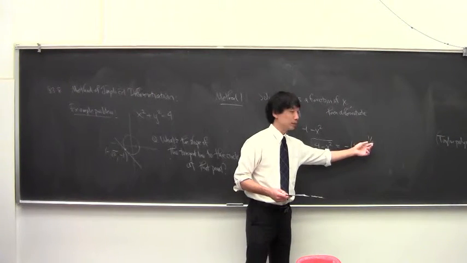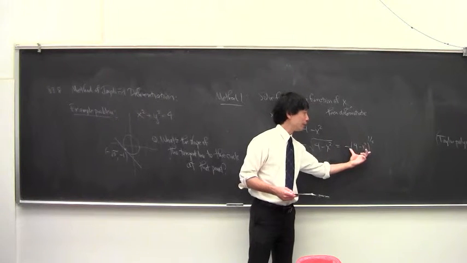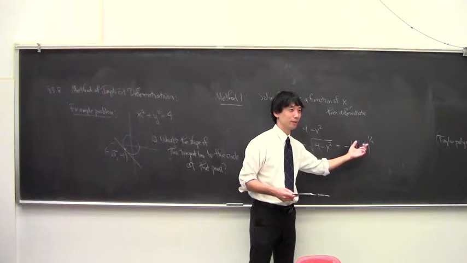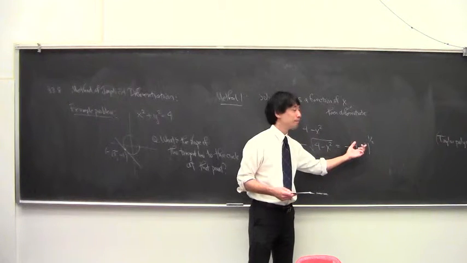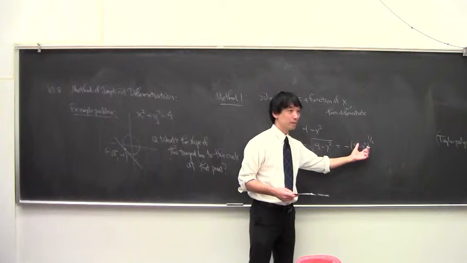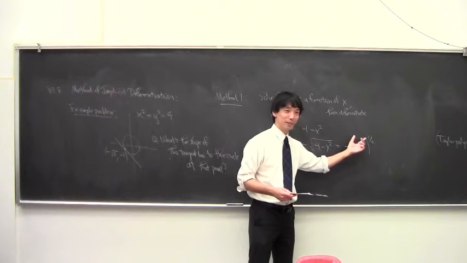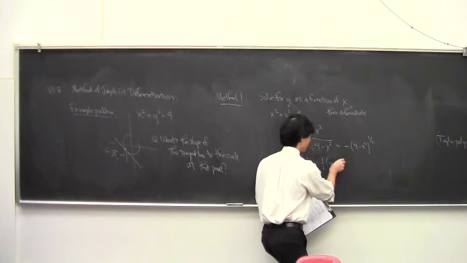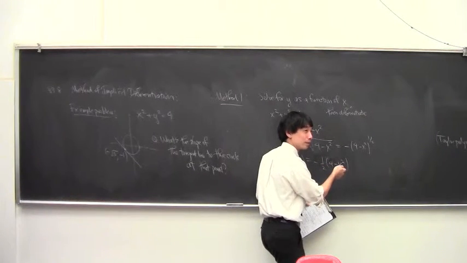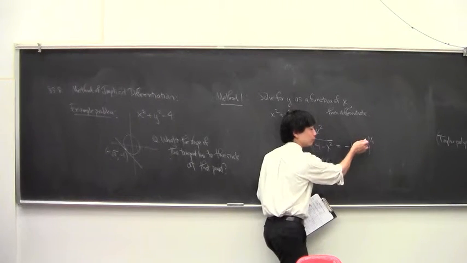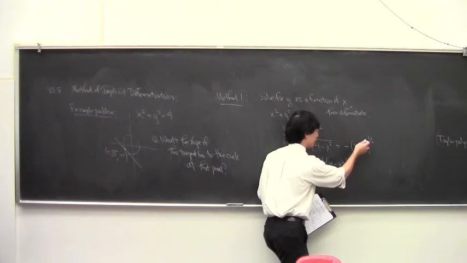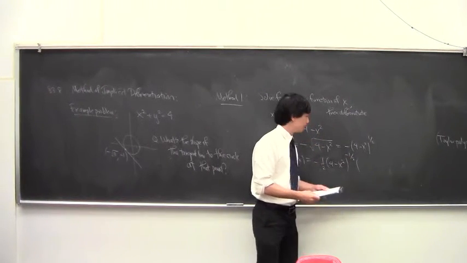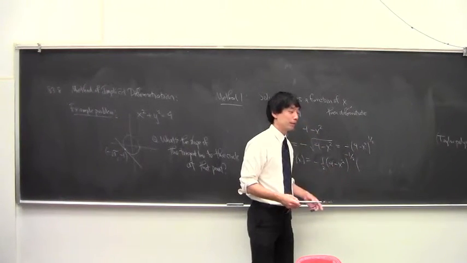You're going to use the chain rule on it. So the outside function is blah to the 1/2. What's the derivative of blah to the 1/2? You put the 1/2 in front, and then 1/2 blah to the 1/2 minus 1. And then you multiply by the derivative of the inside. What's the derivative of the inside?